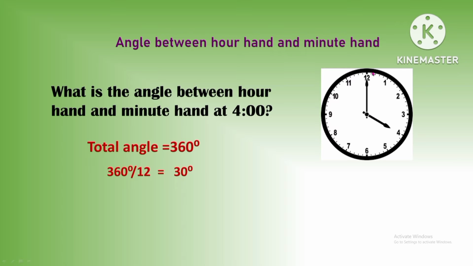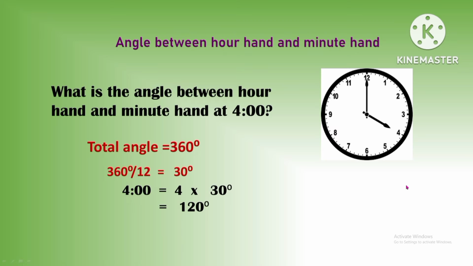That is, from 12 to 1 it will be 30 degrees, 1 to 2 it will be 30 degrees, 2 to 3 it will be 30 degrees, and so on. So at 4 o'clock, the angle between hour hand and minute hand is: from 12 to 1 that is one part, 1 to 2 the second part, 2 to 3 the third part, and 3 to 4 the fourth part. So altogether there will be 4 parts. For finding the angle, we multiply 30 degrees by 4. So 4 into 30 is equal to 120 degrees, because each part is 30 degrees. So the angle between hour hand and minute hand at 4 o'clock is 120 degrees.